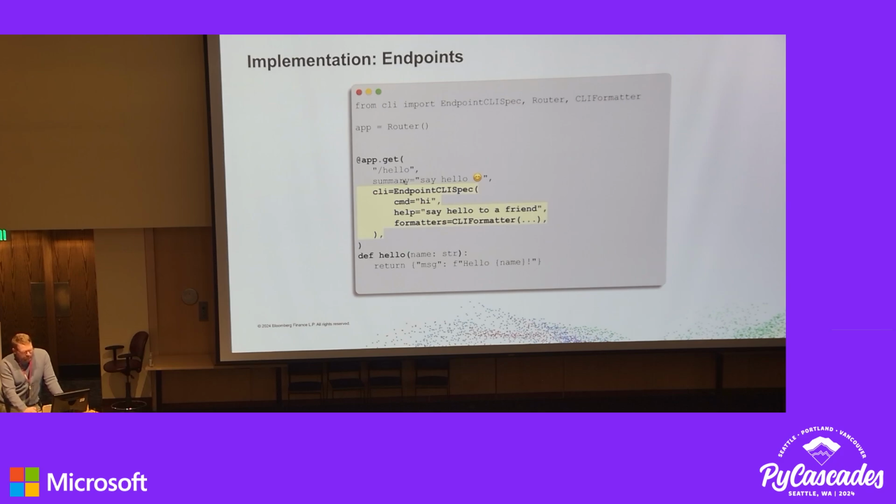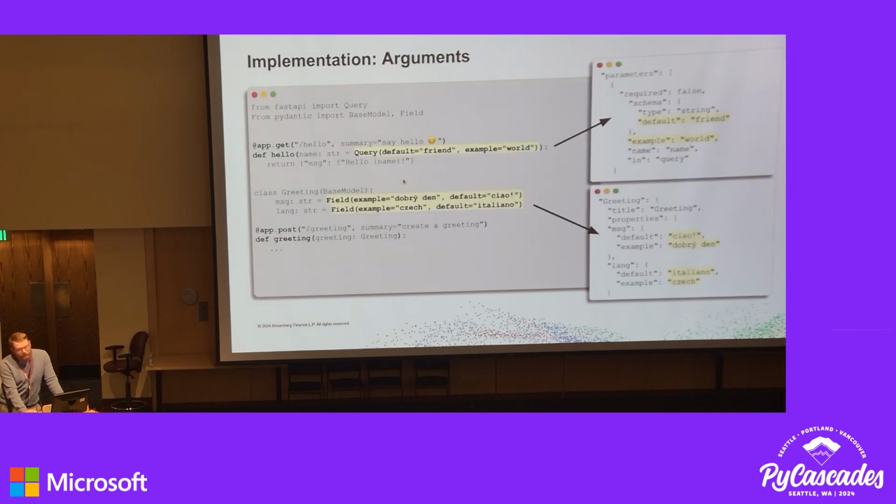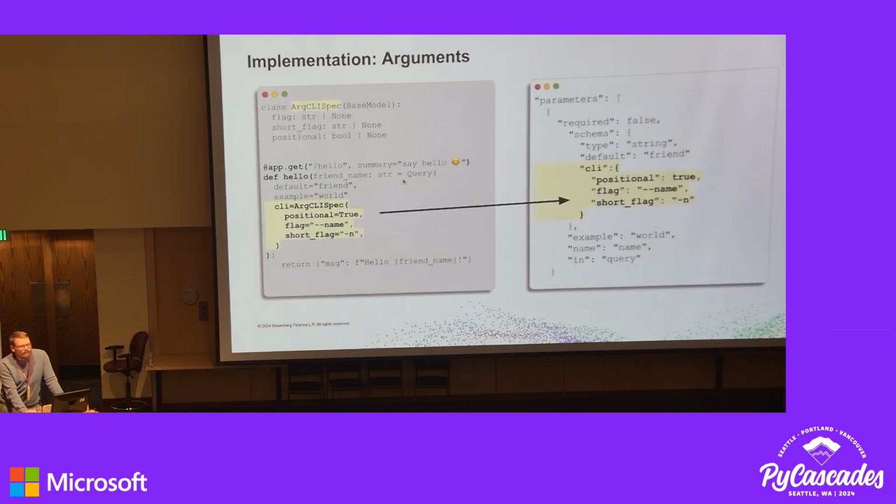Now we've described how to set the CLI command for the endpoint, but we haven't really described the CLI arguments. I'm a little short on time, so I'm going to skip over how we do arguments, but it's in the slides, and I'm happy to discuss it with you after.